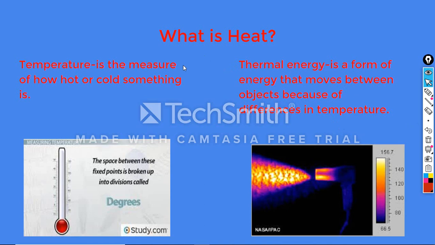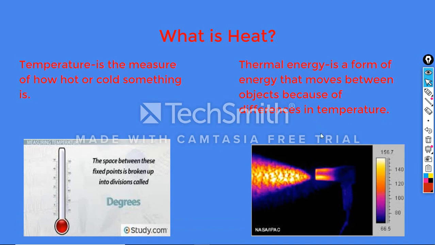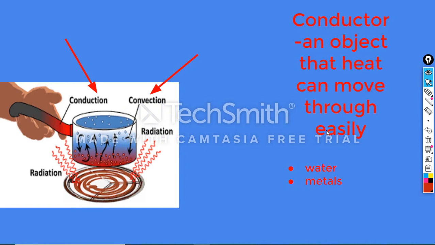So we looked at what temperature means and what thermal energy is, okay? And we know that it's moving between objects because of differences in temperature. So this was cold before. As soon as we turn on the dryer, now it's hot. So we're looking at what a conductor is. A conductor is an object that heat can move through easily. For example, water is a conductor, and all the different types of metals are also good conductors.